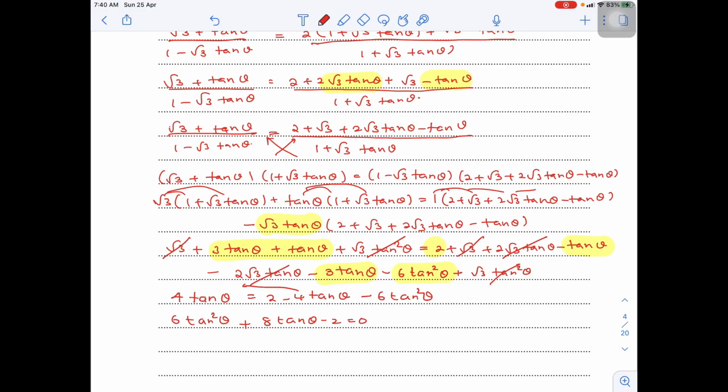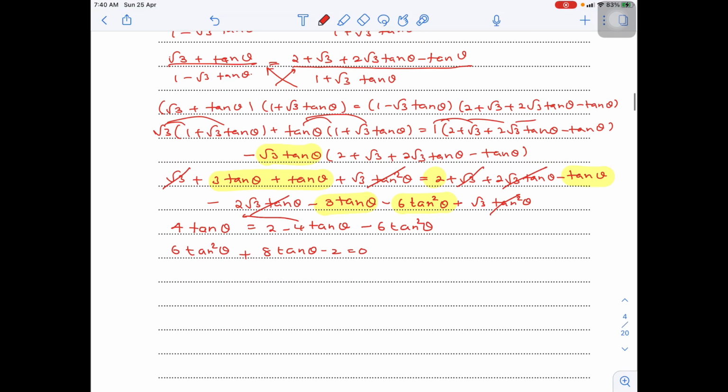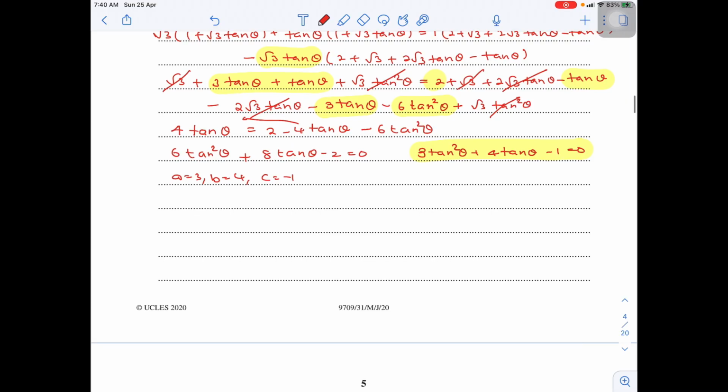I'm sending all the terms from the right hand side to the left hand side, so that becomes 6 tan square theta, 4 tan theta minus 4 tan theta, 8 tan theta minus 2 equals 0. I got that. So now divide by 2, I get 3 tan square theta plus 4 tan theta minus 1 equals 0. That's my equation.